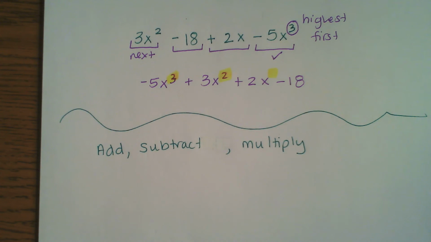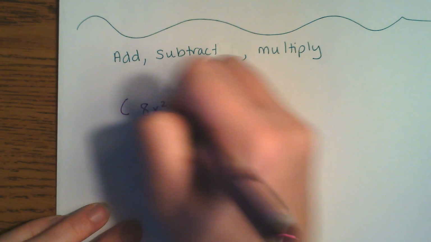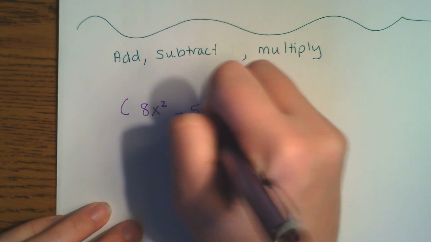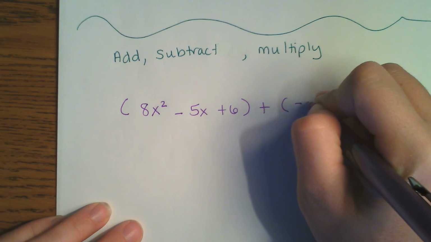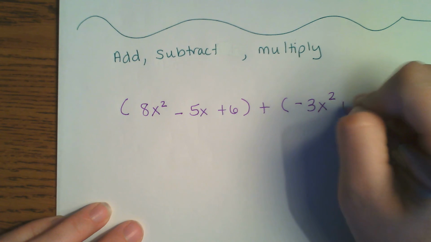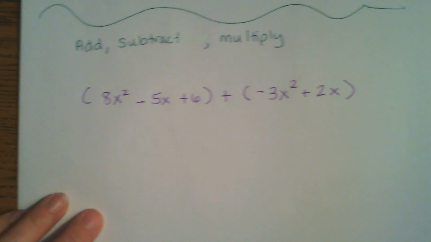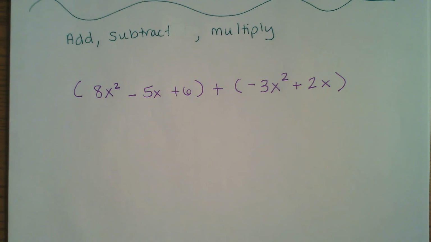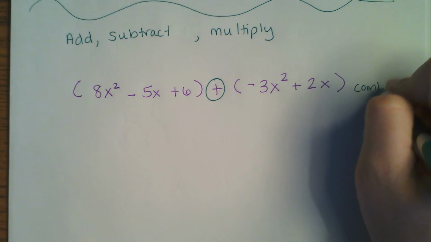Ready? All right, so we'll do an addition problem. Let's say we've got 8x squared minus 5x plus 6 plus negative 3x squared plus 2x. All right, since this is an addition problem, all you have to do is combine like terms.